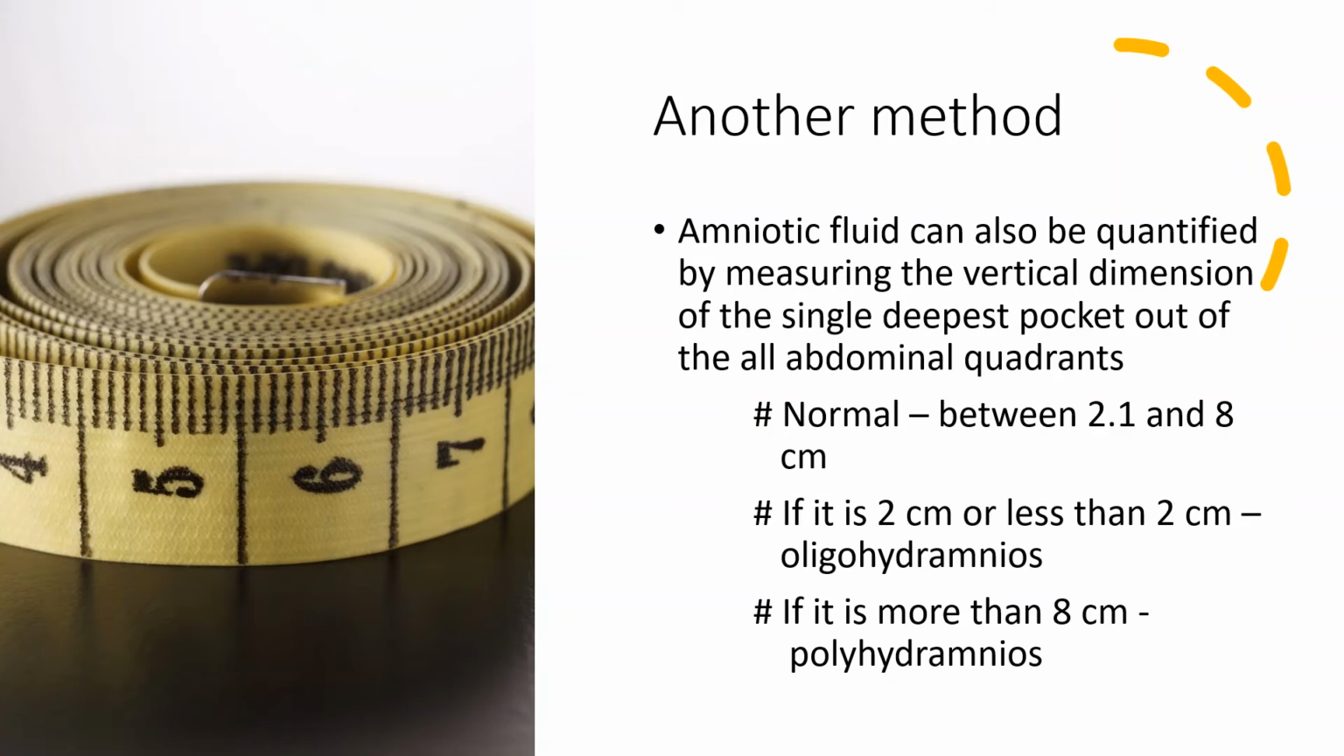Anything 2 or less than 2 indicates oligohydramnios. If it is more than 8 centimeters, that indicates polyhydramnios. So that is by using only one measurement.